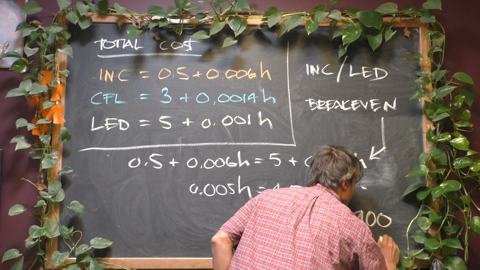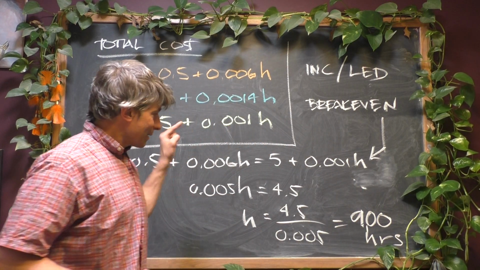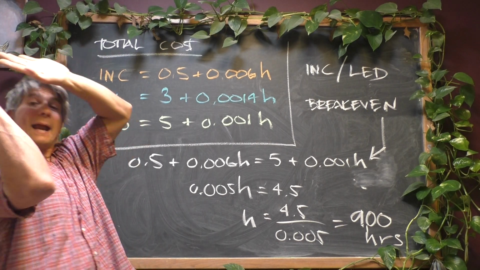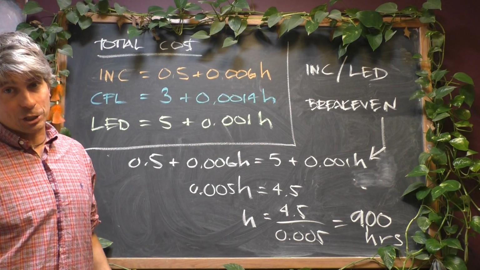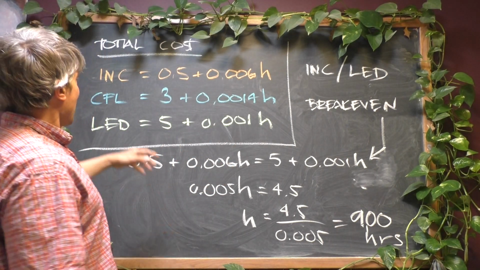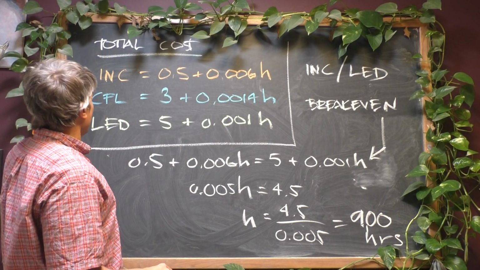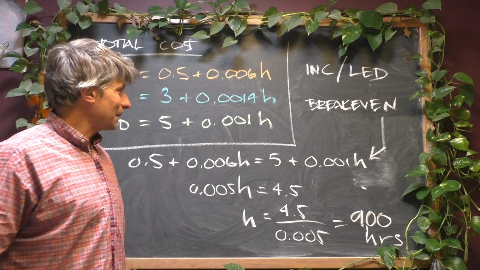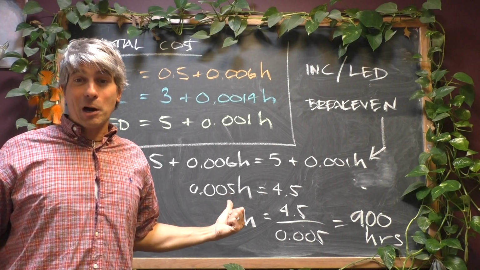900 hours. So after 900 hours, the LED costs the same as the incandescent. Anything past that, the LED is going to be cheaper. You can do the exact same math that we just did by pairing off incandescent and CFL or CFL and LED. I'm out of board, so I think that'll do it for now. If you like algebra, there you go, and there's your solution method.